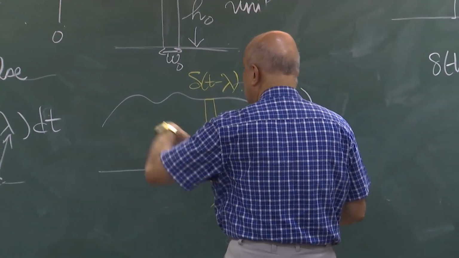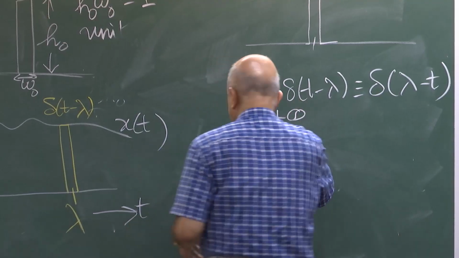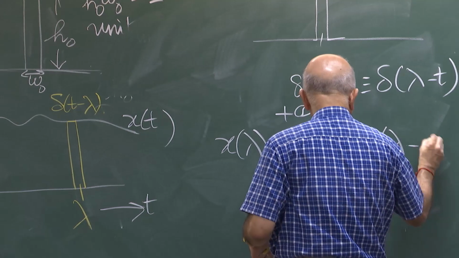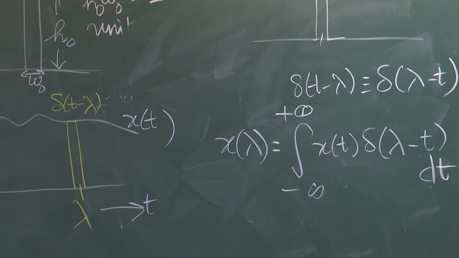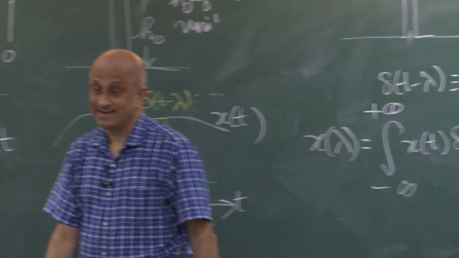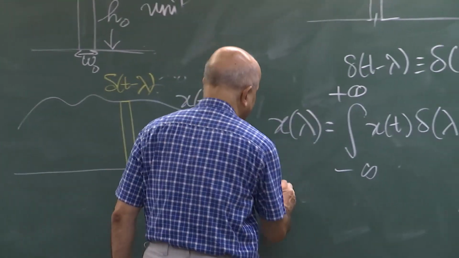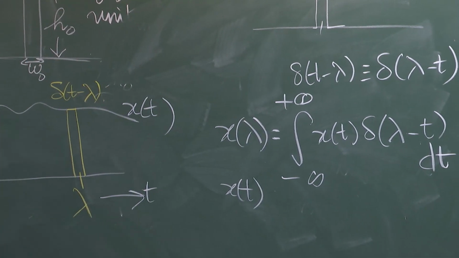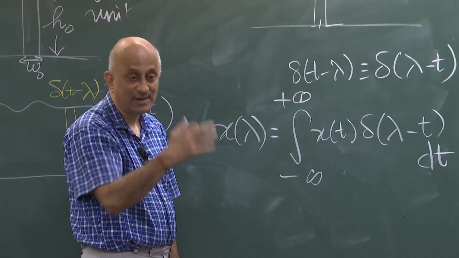So, we can rewrite this expression as x lambda is equal to integral x t delta lambda minus t dt. Okay, x lambda is x t times delta lambda minus t dt. And now we have a different interpretation. You see, here you can now think of xt as a constant. And in fact, now we can, because of our way of thinking, also interchange the roles of t and lambda here, just for our way of thinking.